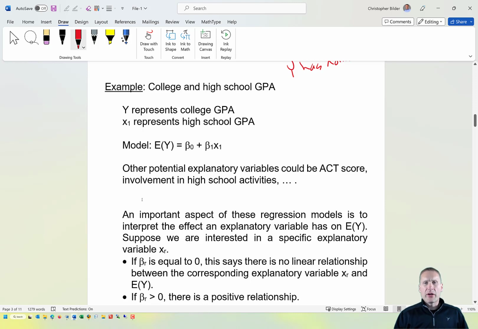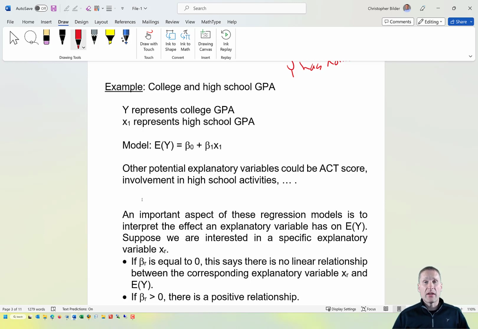Okay, so let's put this in context of an example. Whenever I teach an introductory statistics course, I like to use this particular example where let's say that y represents college GPA, and we have one explanatory variable, x sub 1, which represents high school GPA. Now you can imagine a scenario where a college admissions office would be very interested in a model that helps you relate a student's high school GPA to how they would perform in college.